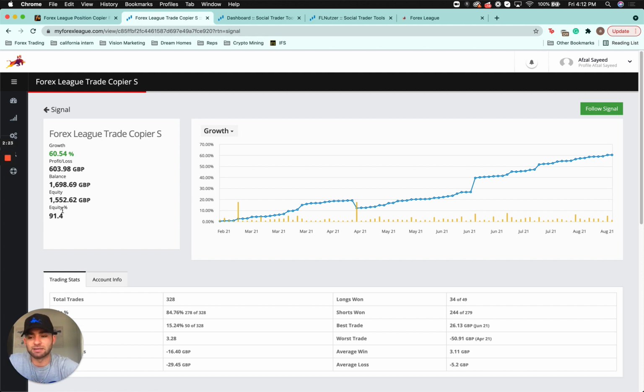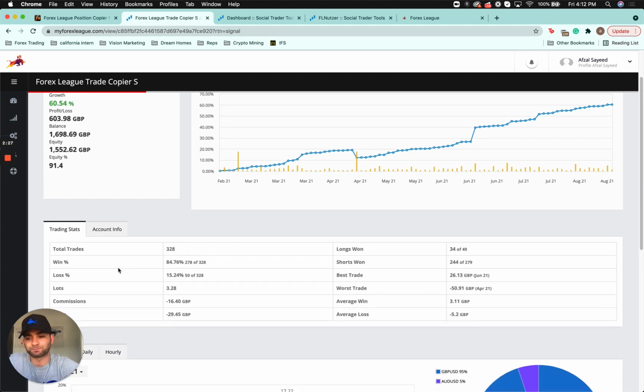It is not an EA. This is a manual trader that is actually trading the account. You can come down, see the total trades that have been taken, the total wins, which is 85%, the losses, which is 15%, the total lots traded. So the account is not going to be traded a ton of lots. We'll get in at the end what the actual lots for each trade is.